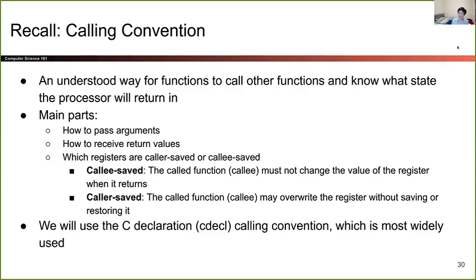We're going to use what's called the C declaration syntax calling convention. This is the most widely used one. You don't have to remember this name. It's just what it's called.